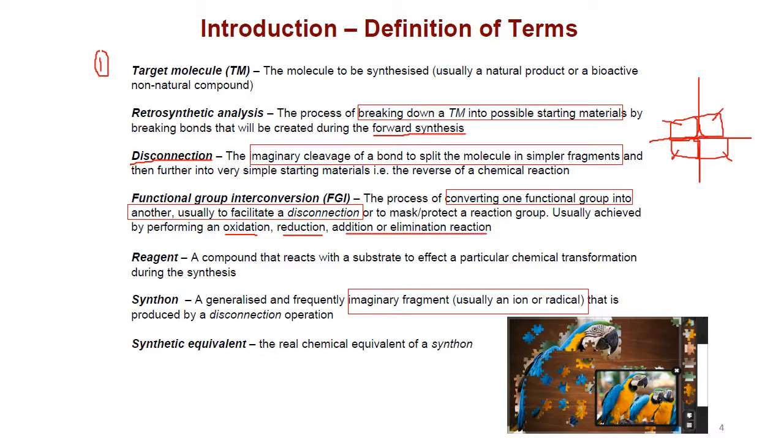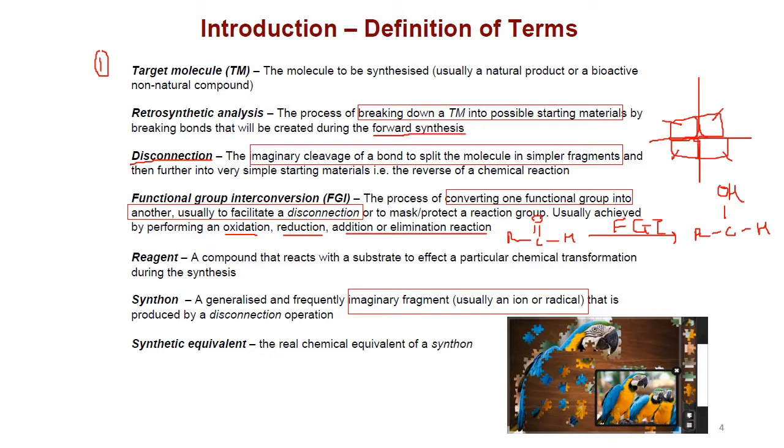For example, you have a ketone or aldehyde, for example. You have this compound, an aldehyde, and you want to convert it to alcohol. Okay, this is the alcohol. When you make this conversion, it is what we call FGI, or functional group interconversion.